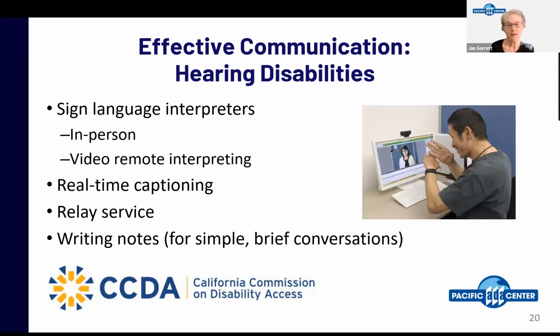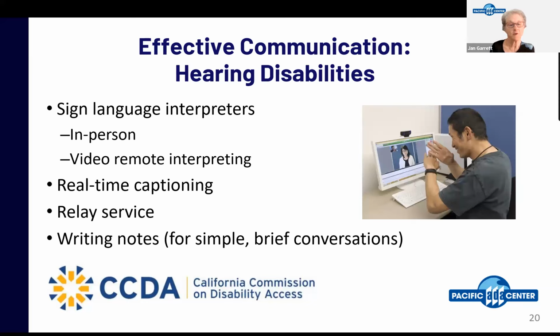So this is Jan again. Communication for people who have hearing disabilities can take a variety of forms. And this picture is actually showing somebody communicating in sign language with somebody on a laptop on the other side, likely a relay service operator.